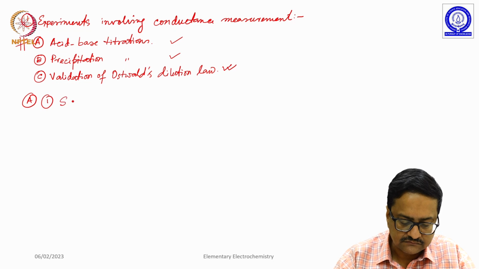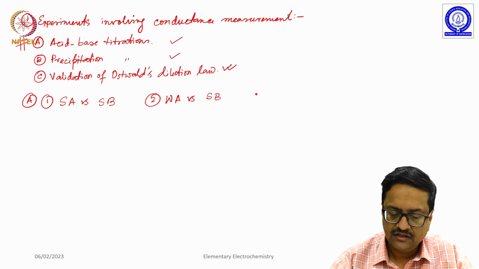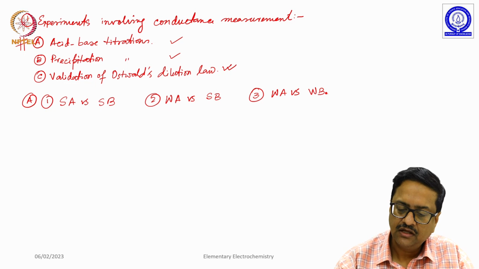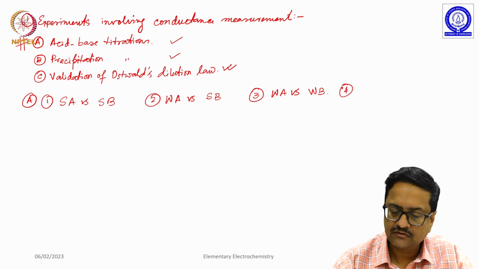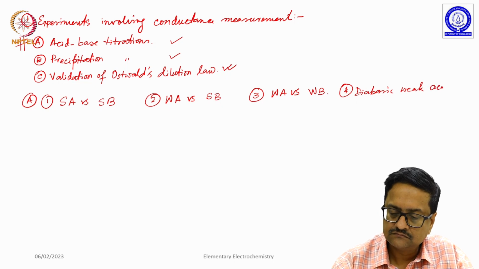Number 1, strong acid versus strong base. Number 2, weak acid versus strong base. Number 3, weak acid versus weak base. And number 4, dibasic weak acid versus strong base.